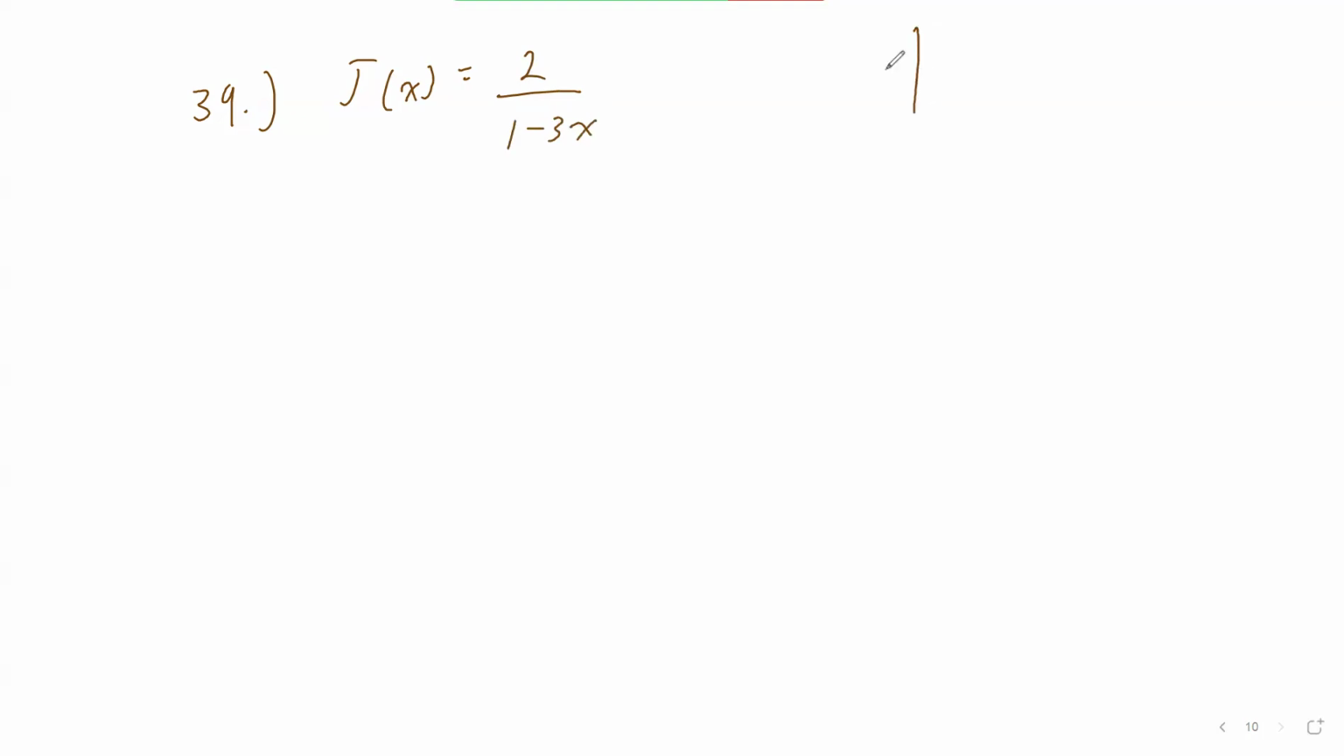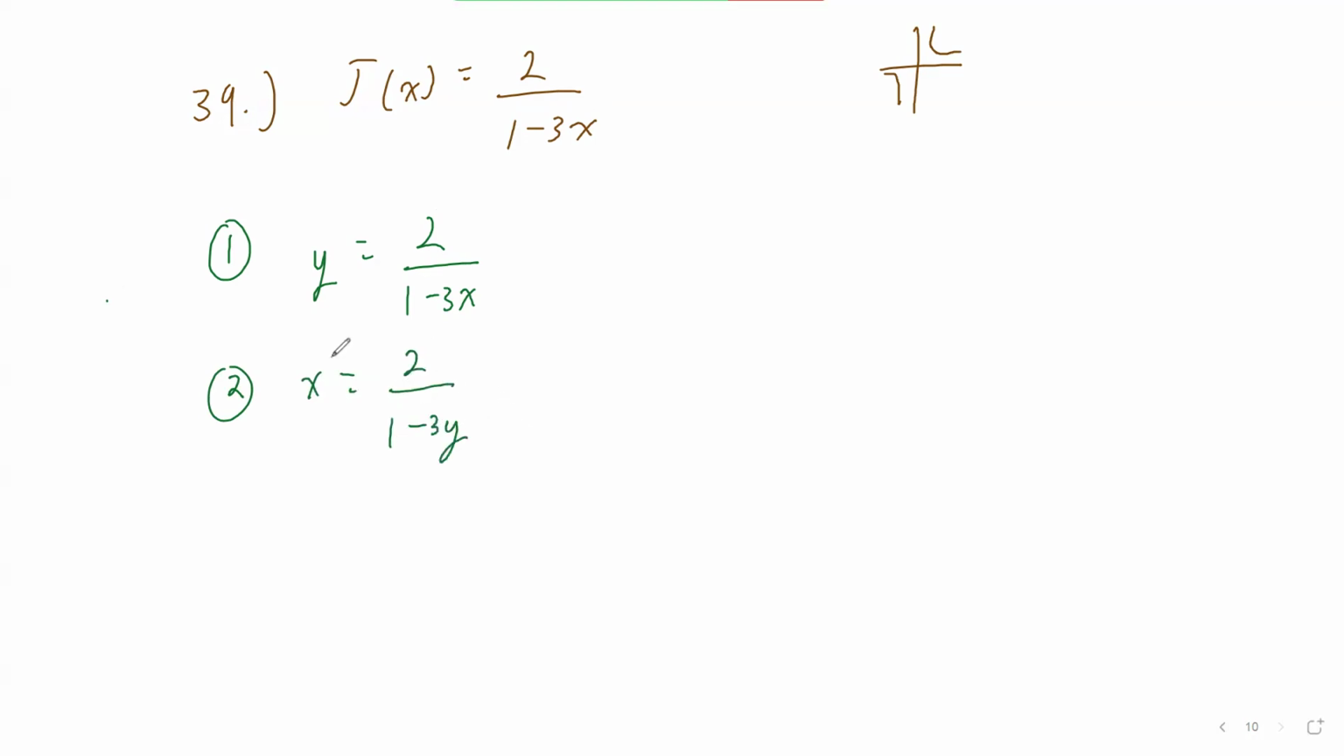Again, knowing that this is going to make some type of rational function, it's going to pass the horizontal line test. So I can go into my steps. So this would be y equals 2 minus 1 over 3x. Switch my x and my y. So I get x equals 2 over 1 minus 3y.